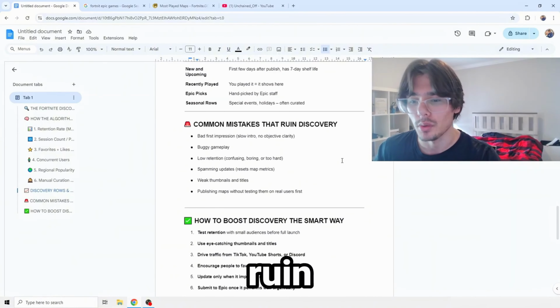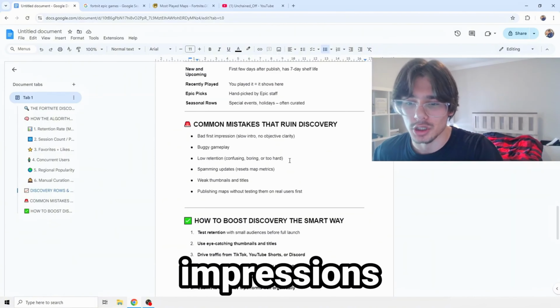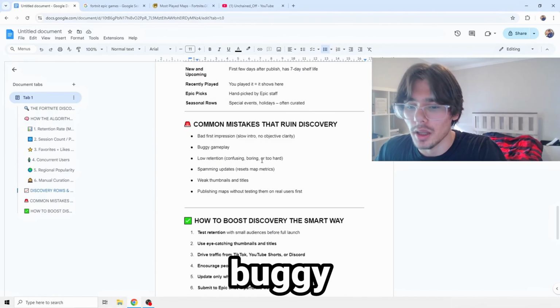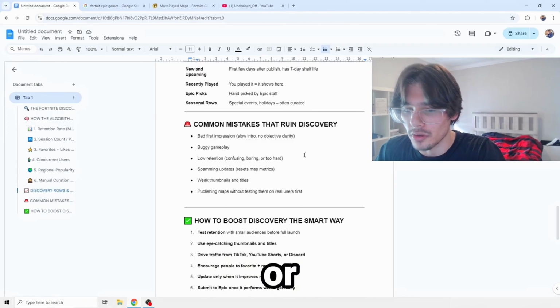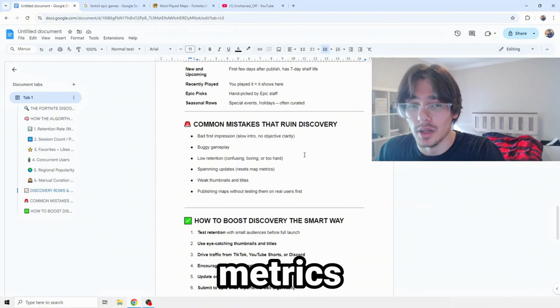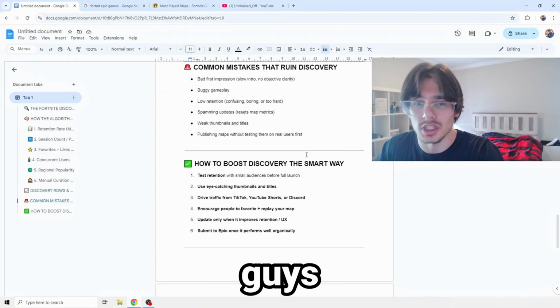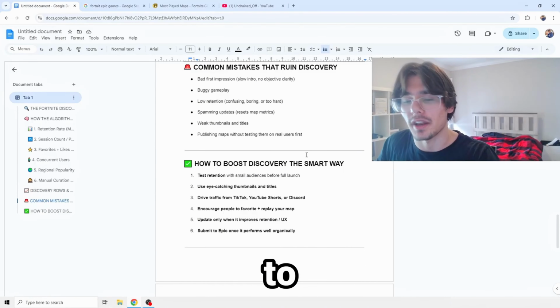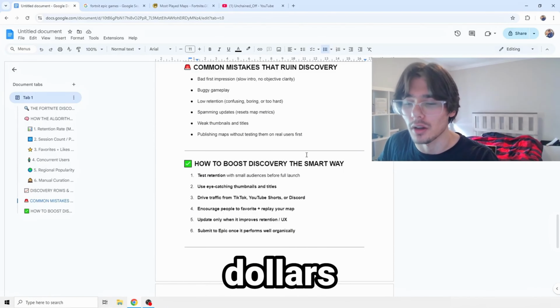And these are common mistakes that ruin your Fortnite chances at discovery. Bad impression, slow intros, no objective clarity, buggy gameplay, low retention, confusing or boring or too hard gameplay, spamming updates, which resets map metrics and data, weak thumbnails and titles, and publishing maps without testing them with real users first. You can all join my Discord, linked in the description, to connect with millions of people that are all making thousands of dollars a month with their maps.